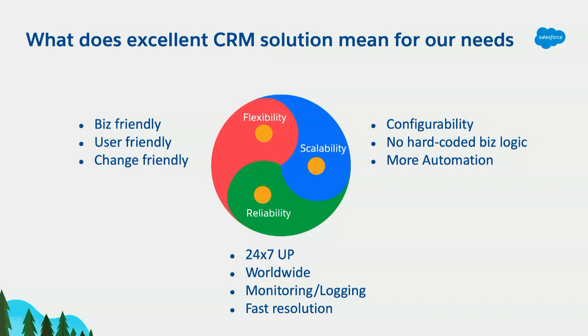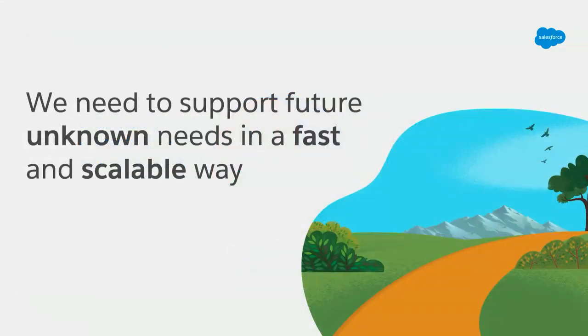The last one is taken for granted, but it's not easy to really achieve: reliability, right? We have so many teams around the cloud, around the world, using our tool day in and day out. We really need to keep it up and perform very well for all of our users. So that's why, in short, as a team we do need to provide a good CRM solution to support what we call the unknown 10x coming needs for B2B support in a fast and scalable way. How do we do that?